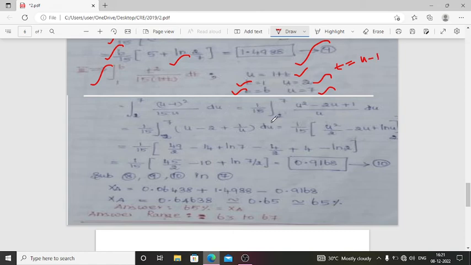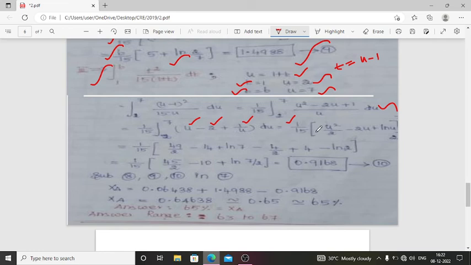1 by 15 integration of 2 to 7. U minus 1 whole square, a minus b whole square, a squared: u squared minus 2u plus 1 divided by u into du. So this equation divided with u. First part, u squared by u, that is u. Second part, minus 2u by u, minus 2. Third part, 1 by u into du.